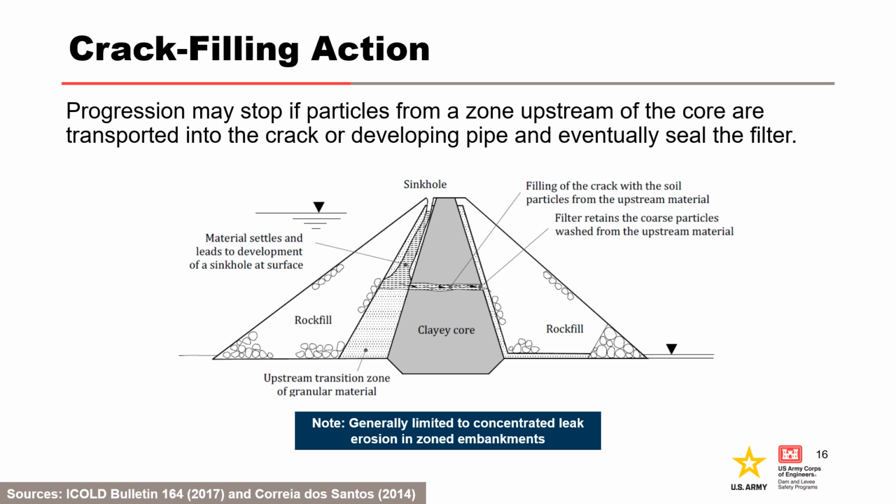Progression may stop if particles from a zone upstream of the zone are transported into the crack or developing pipe and eventually seal the filter. One of the purposes of transition zones is to provide a source of feed material into a crack in the core to prevent piping. For crack stopping to occur, there must be a filter or transition downstream of the core to trap the eroded particles, provided the leakage flow is not too great to break out or move around the healed zone. Therefore, this note is generally limited to concentrated leak erosion in zoned embankments.